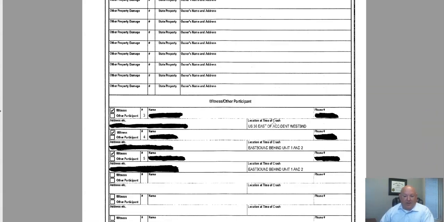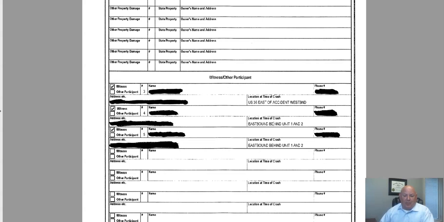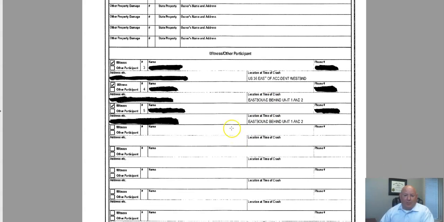On page 5, this is an additional page that the officer included because he had so many witnesses. You don't always see this page on a standard accident report. But this is where they would list out all of the different witnesses and their point of view of the accident itself, along with their addresses and phone numbers.